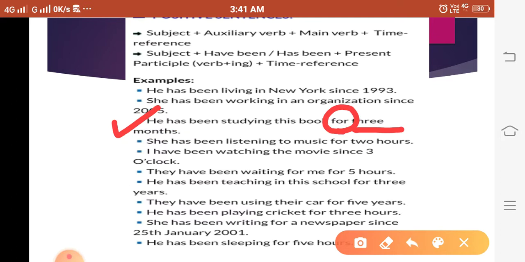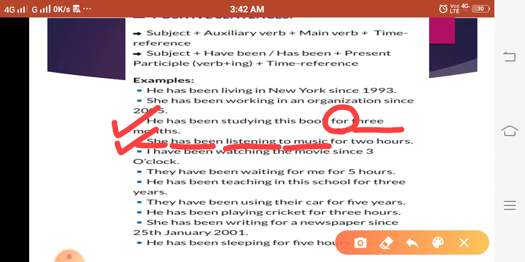Alright, now see the next one. She has been listening to music for 2 hours. She is a singular subject, that is why has been is used here. Listening is the fourth form of the verb listen. To music, and for is used here for timing, for 2 hours, because this is not the exact time, it is a time period. Clear?